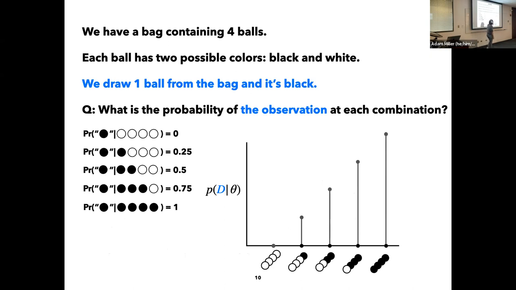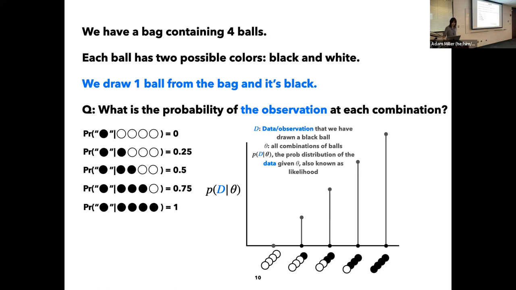And then for each of the five states, the likelihoods are 0.1, 0.25, 0.5, 0.75, 1. Then for the next step, we draw a ball and we want to update our understanding of theta, the number of black balls in the bag. So it's prior times the likelihood. That's our posterior.